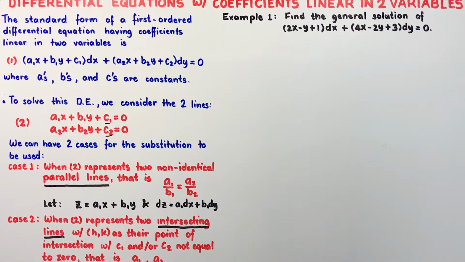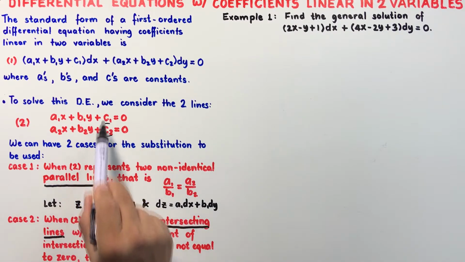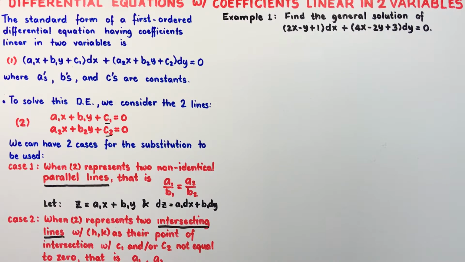So if this is the case, we can have two cases for the substitution to be used in solving this particular differential equation. Case number 1: when these two equations that represent two straight lines are equations of two non-identical parallel lines. How do we know that these are two non-identical parallel lines? When the coefficients are proportional to each other. That is, a sub 1 over b sub 1 is the same as a sub 2 over b sub 2. So we say that the two lines are parallel. And that happens when c sub 1 and c sub 2 are not also proportional.